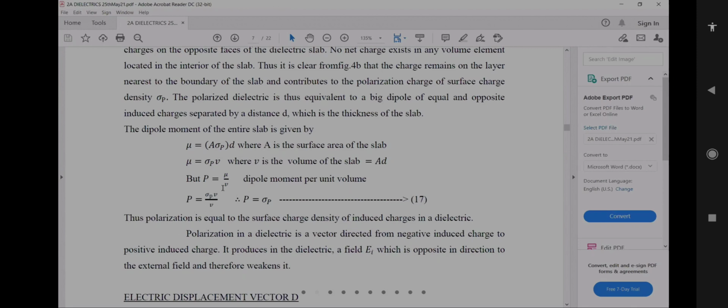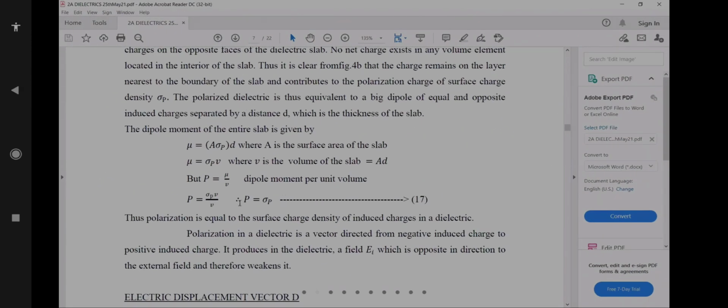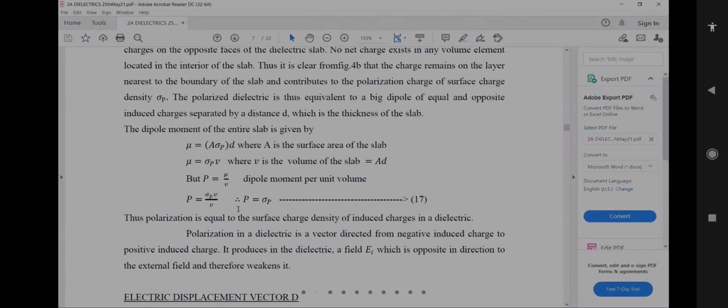Therefore P is equal to mu, that is sigma p v, by v. So v cancels and P is equal to sigma p. Polarization P is equal to sigma p. So polarization is equal to the surface charge density of induced charges in a dielectric.